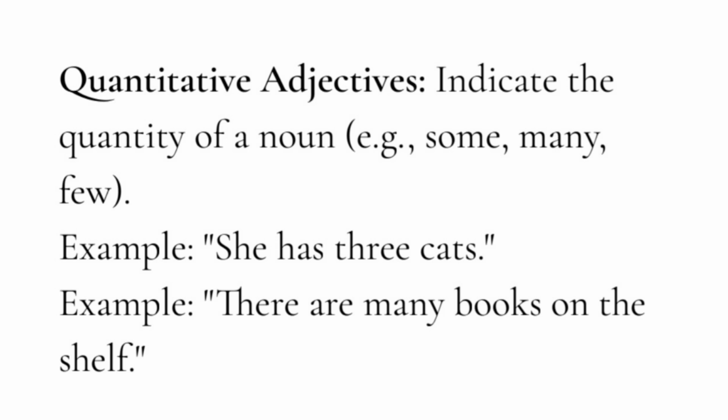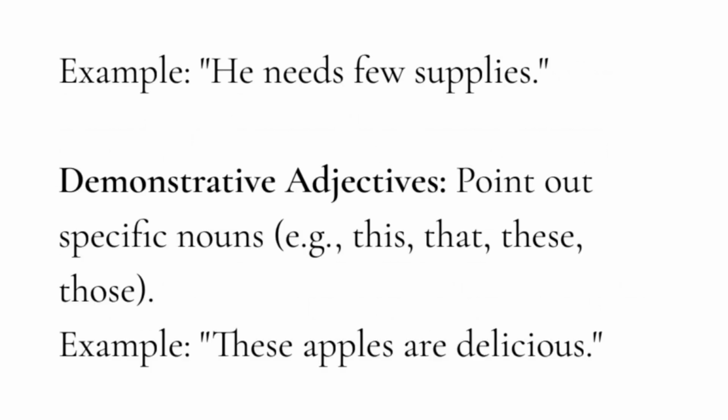Quantitative adjectives indicate the quantity of a noun, e.g., some, many, few. Example: she has 3 cats. Example: there are many books on the shelf. Example: he needs a few supplies.